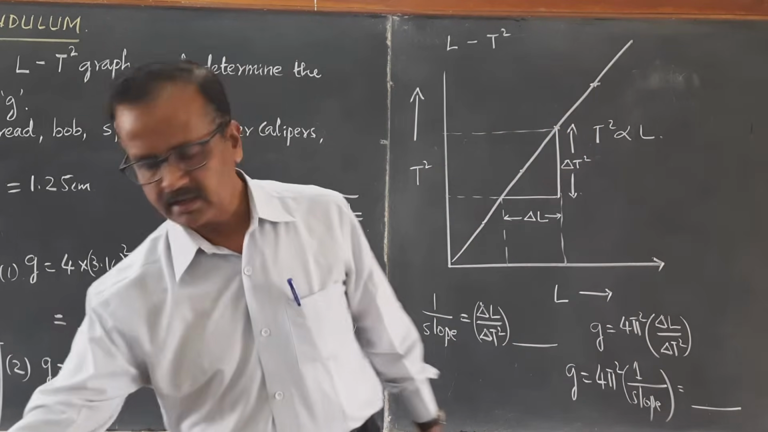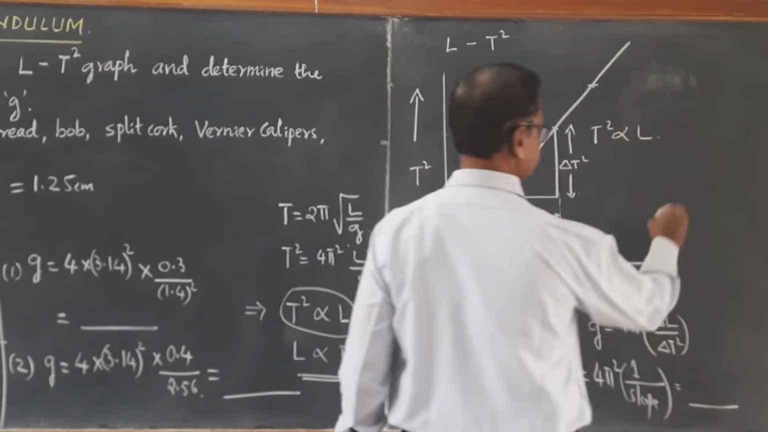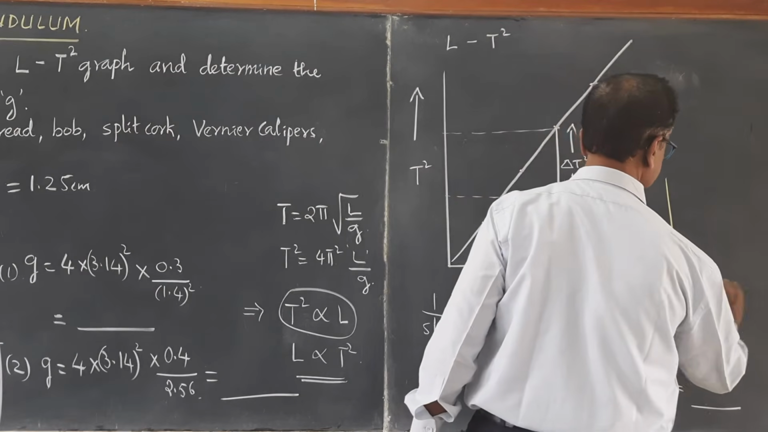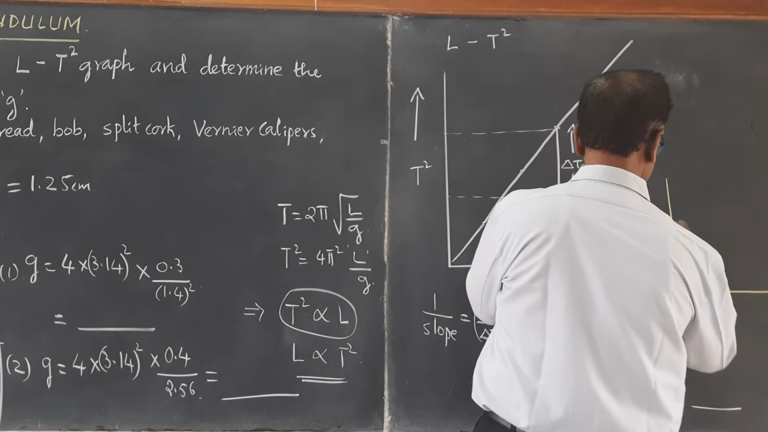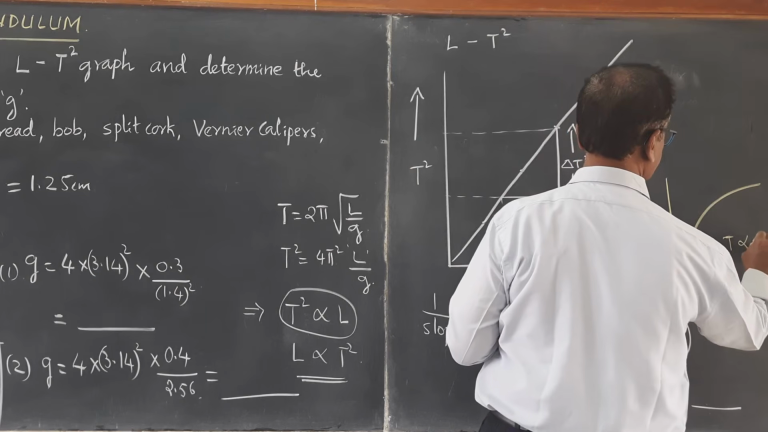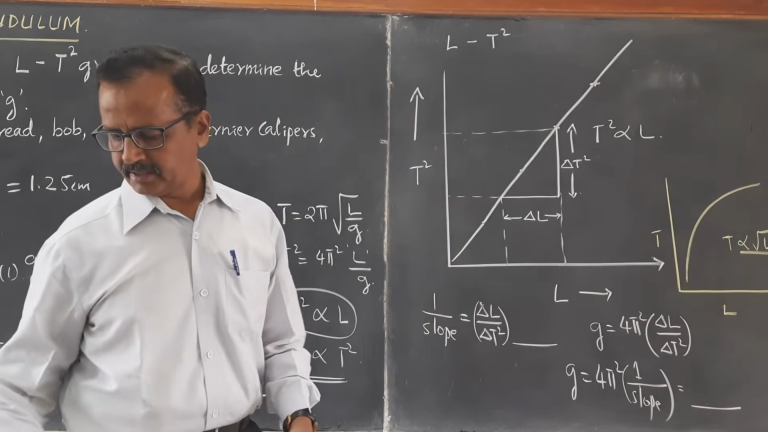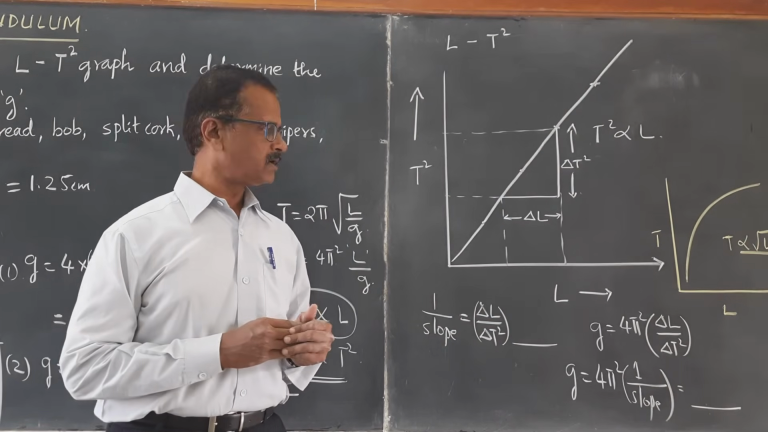So, if you draw the graph of T versus L, this is L, this is T. It's going to be a curve. So you can verify with the help of these observations.